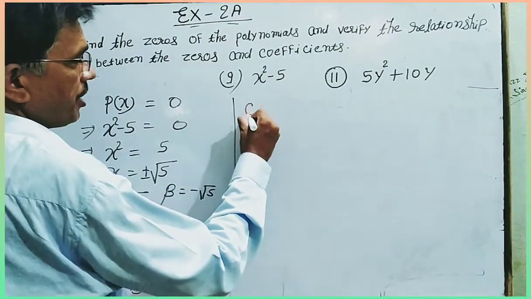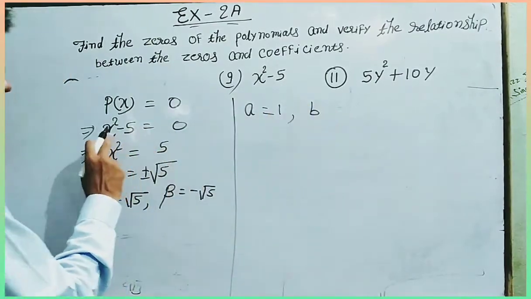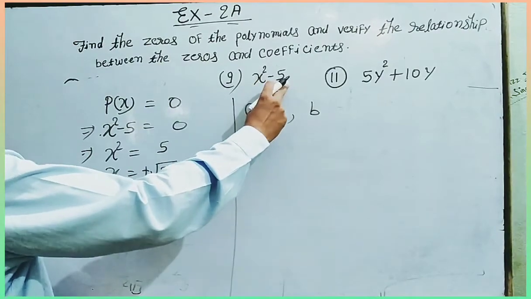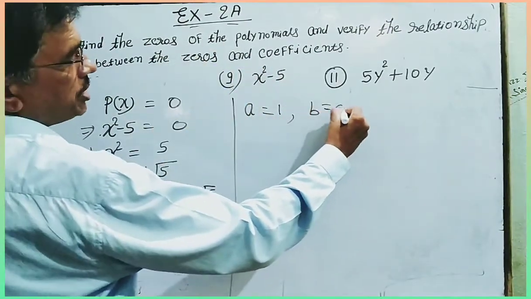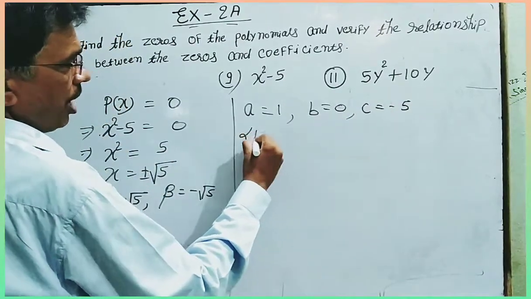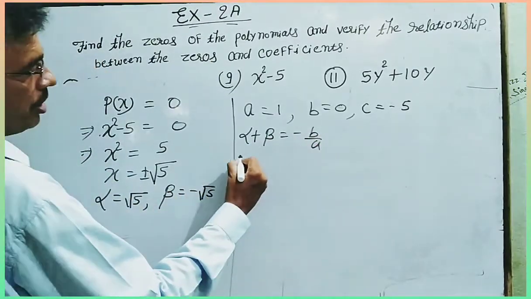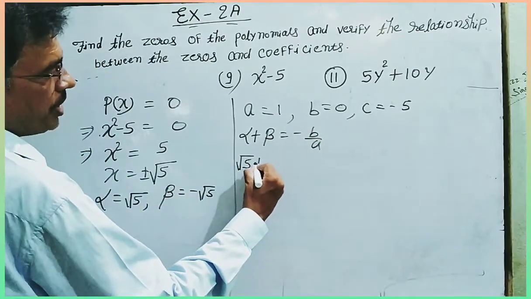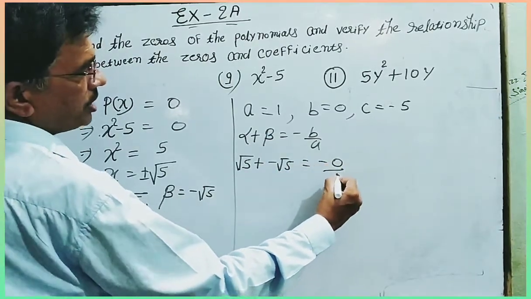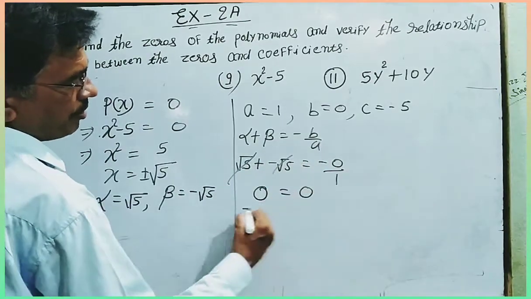And what is a? a is 1. What is b? b is not present in your equation. There is no x, the coefficient of x is not given, so b is 0. What is c? c is minus 5. Relation: alpha plus beta is minus b by a. Alpha is root 5, beta is minus root 5, b is 0, a is 1. Plus root 5 minus root 5 is 0, and it is also equal to 0.